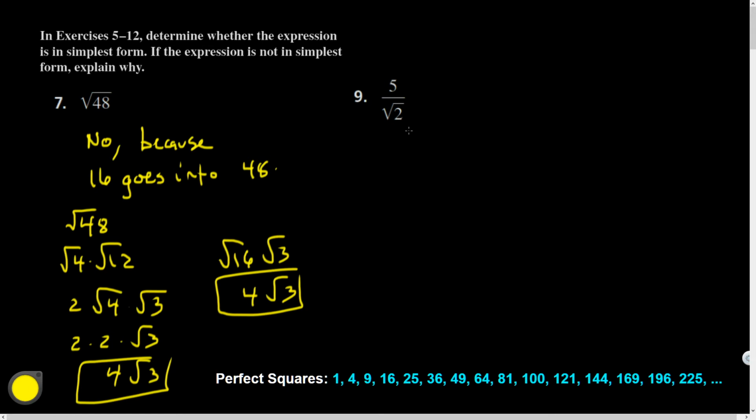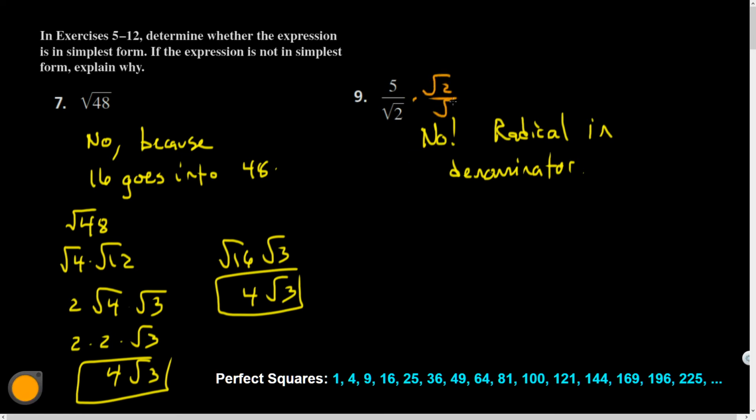How about this one? I'm going to say no. Radical in the denominator, right? We don't allow that. And so the trick here would have been multiplying by rad 2 over rad 2, giving us something that would simplify.